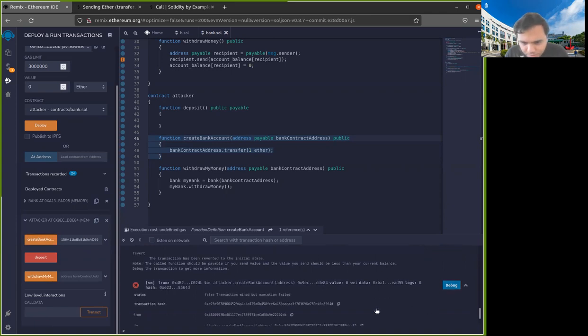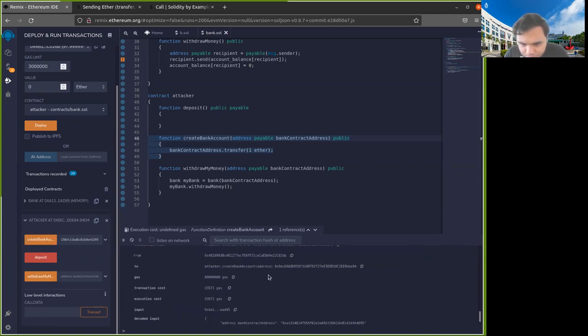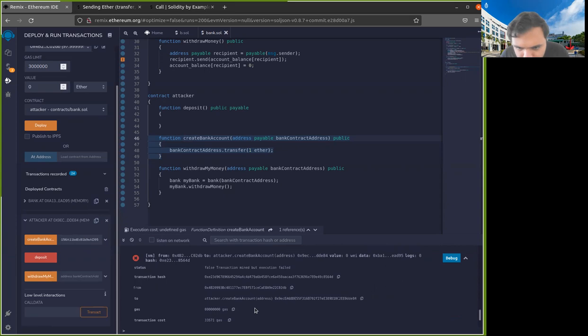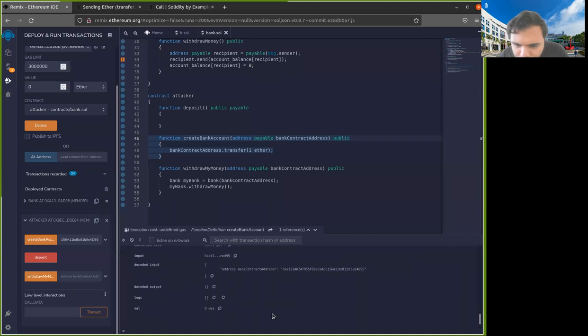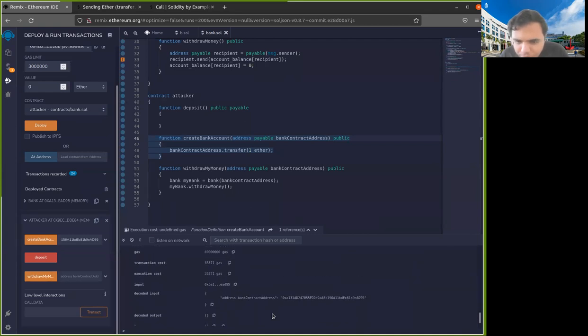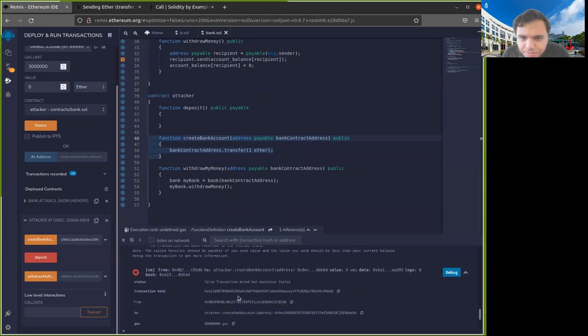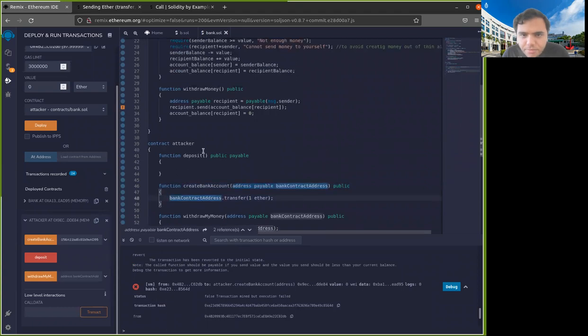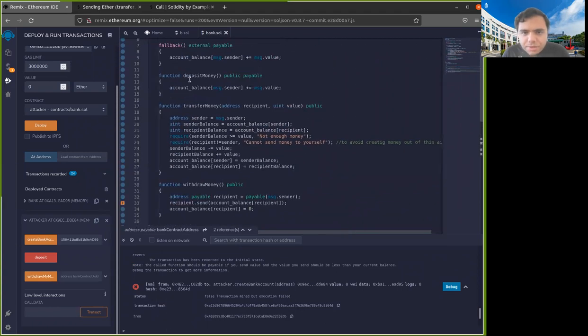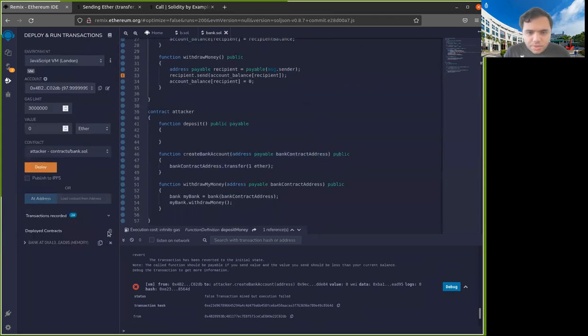Okay, something went wrong. I'm not sure again what went wrong here. This happens all the time when I'm writing smart contracts. Okay, so let's actually use deposit money instead here so that we don't have this error.